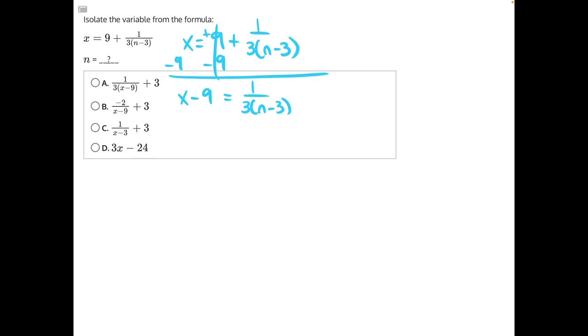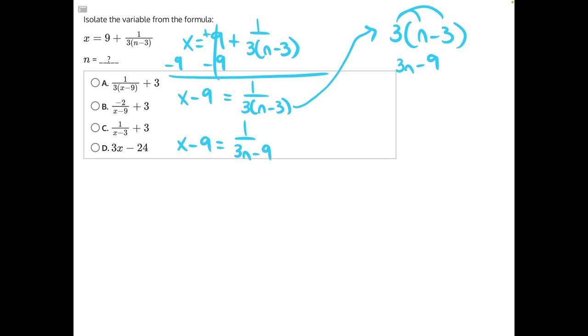And to make our lives a little easier, let's go ahead and distribute these parentheses over here. 3 times n will give us 3n, and 3 times negative 3 will give us negative 9. So I'll rewrite this one more time. x minus 9 is equal to 1 over 3n minus 9.